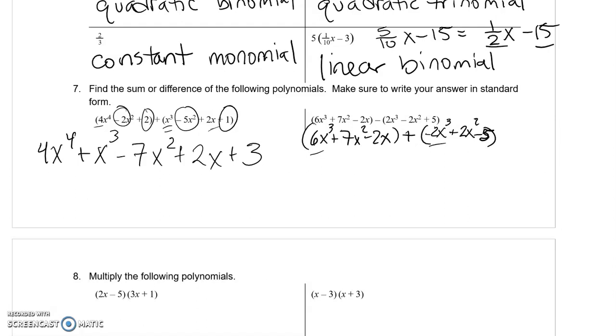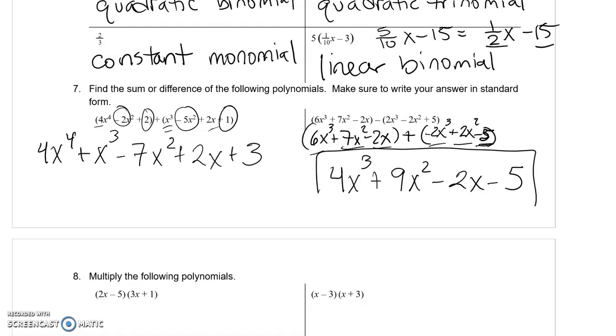6x to the 3rd plus negative 2x to the 3rd is 4x to the 3rd. 7x squared plus 2x squared is plus 9x squared. Minus 2x doesn't have a like term, and where commonly mistakes will be made, you pass that negative sign, we're adding a negative 5, so it is minus 5 at the end. Common error right there with that minus 5.